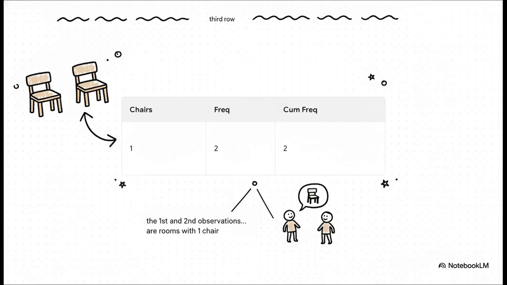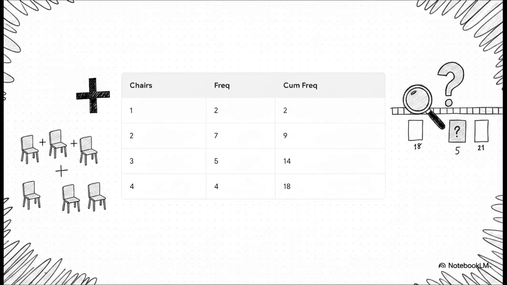Let's go ahead and add a third row to this table and call it cumulative frequency. We are going to build this out step by step. For the very first column, which is the rooms with just 1 chair, the frequency is 2. So our very first cumulative frequency is simply 2. We literally just drop that number straight down. What this tells us is that the first and second observations in our sorted data are rooms with exactly 1 chair.